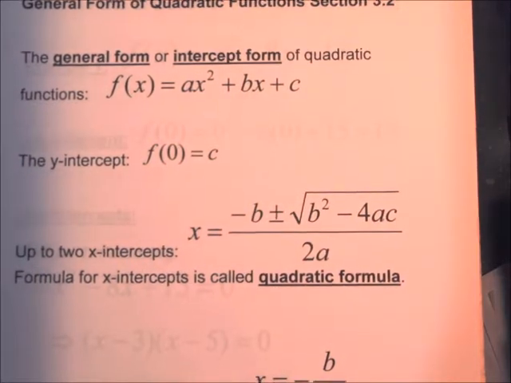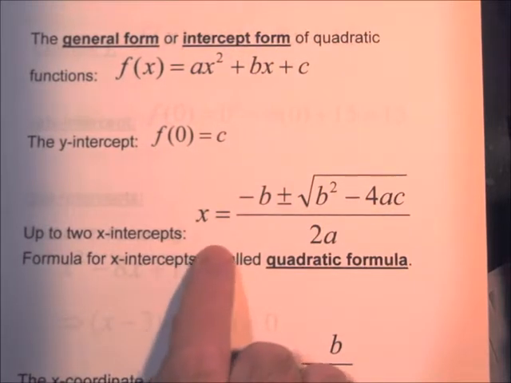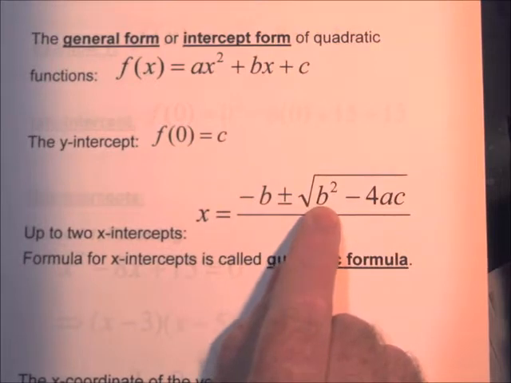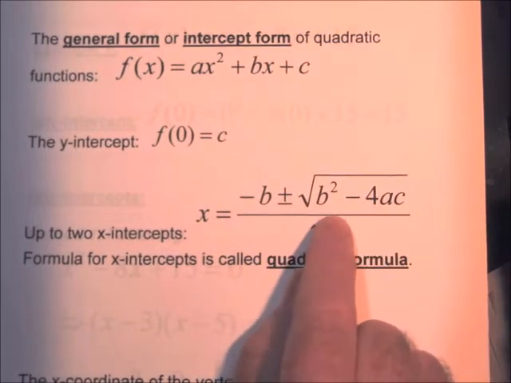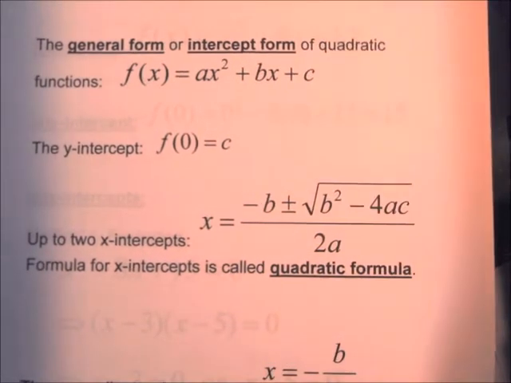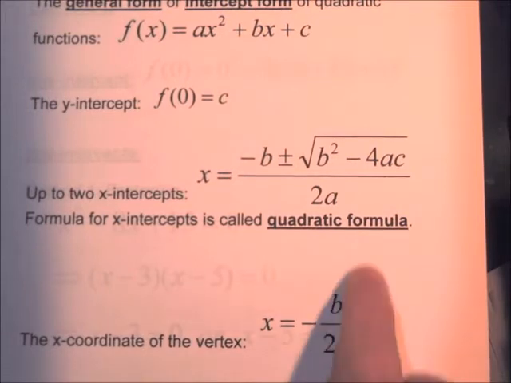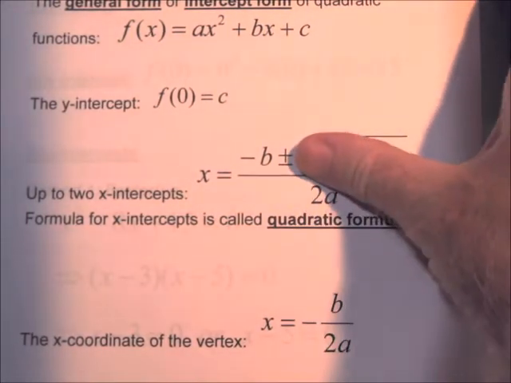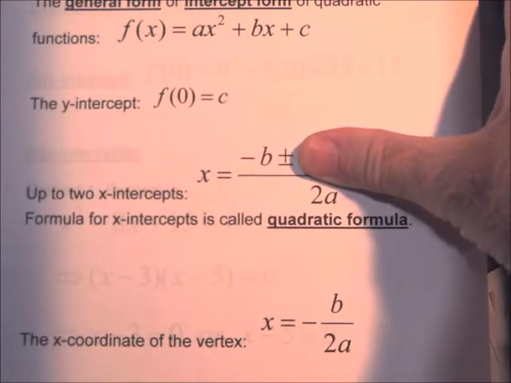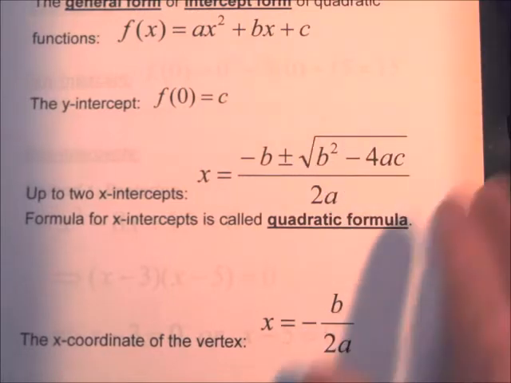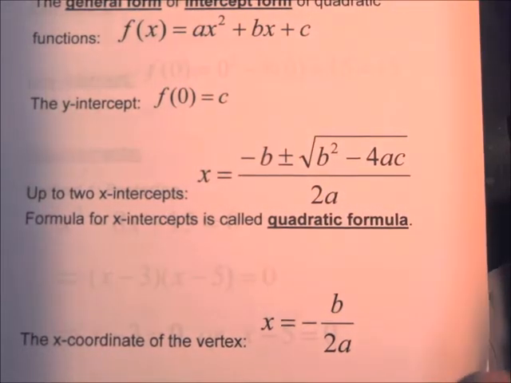The two x-intercepts are given by the quadratic formula. x equals minus b plus or minus square root of b squared minus 4ac, all over 2a. The x-coordinate of the vertex is minus b over 2a. Actually, if you just remove the square root from the quadratic formula, that gives you the formula for the x-coordinate of the vertex. The vertex is halfway between the two x-intercepts.